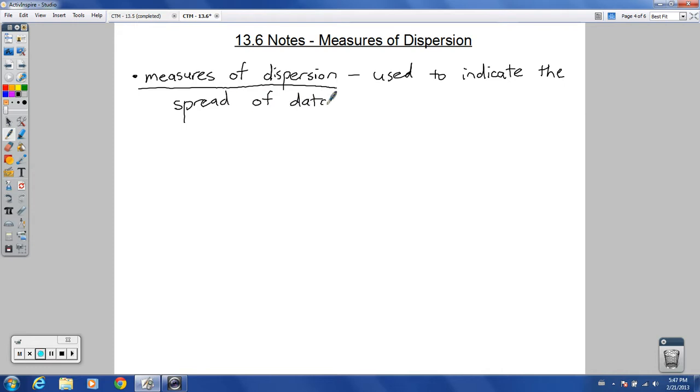How far apart is it spread out? So that's the big word there, the important part. Dispersion, how far is it spread out? The spread of the data. Range is one measure of dispersion.